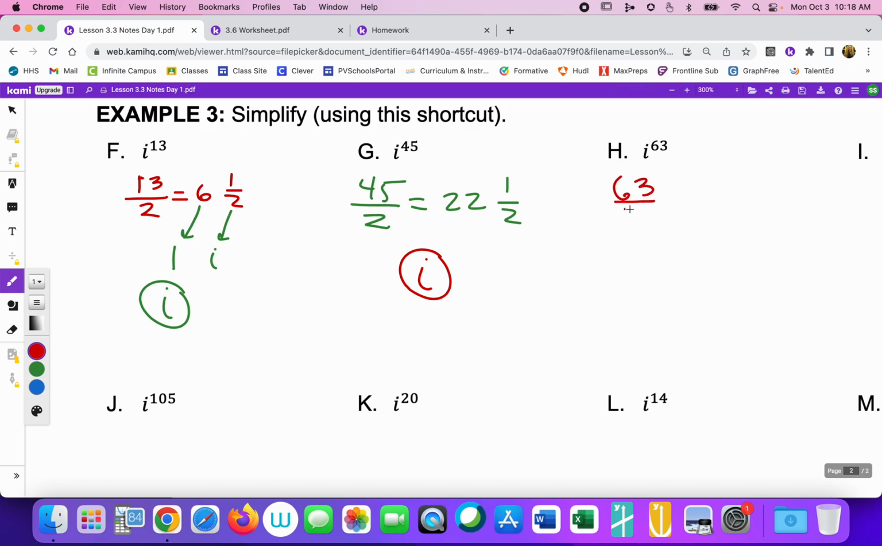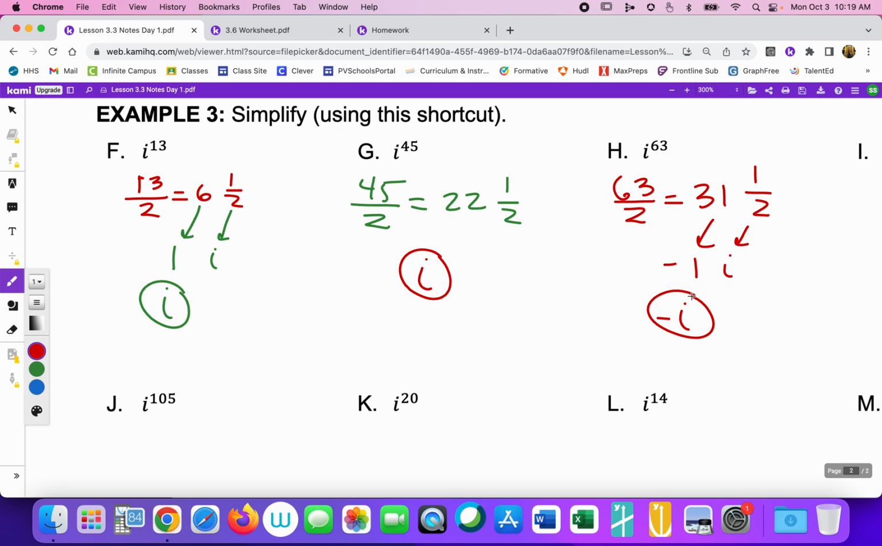63 divided by 2. 31 and a half. Now 31 is odd, so what does that mean? That is a negative 1. The half means an i. So you can write it as negative 1i or just a negative i. I will leave that up to you. They're both the same thing. Okay, this saves a lot of time. Otherwise you're doing what we just did on the previous 3.